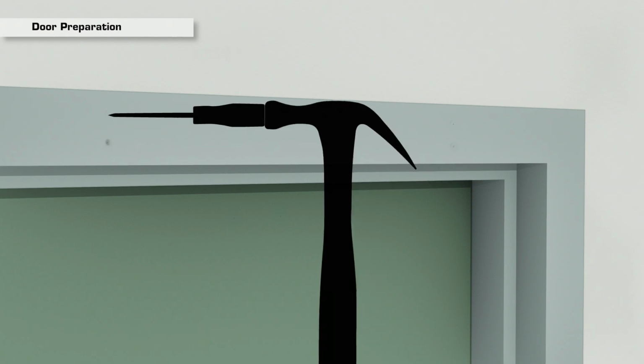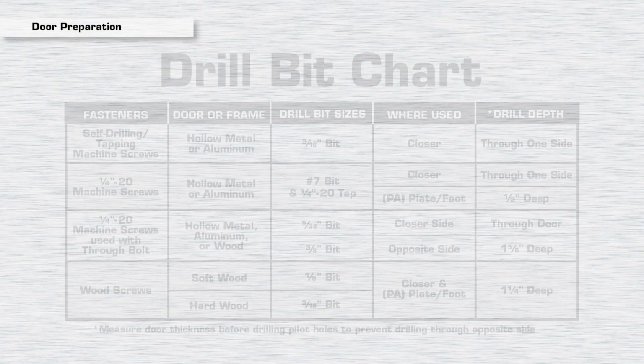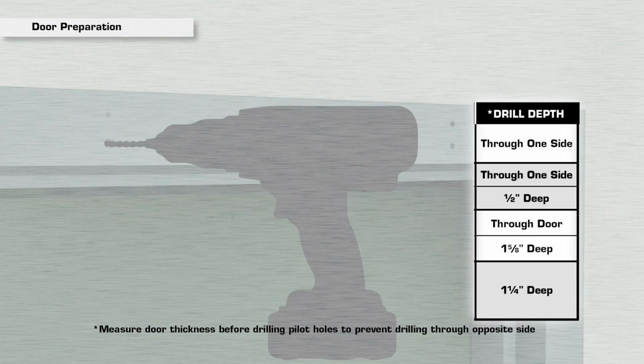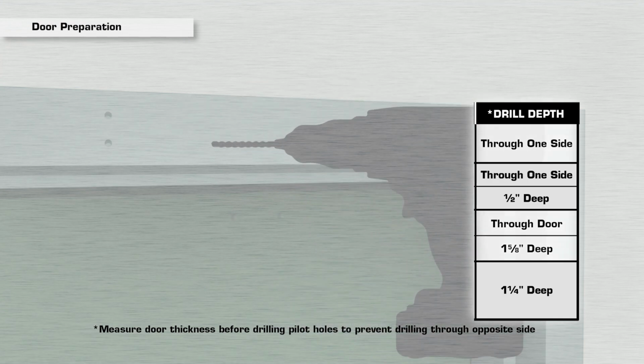Use a hammer and punch to mark the center of each screw hole. Using the chart, select the appropriate drill bit based on the type of fastener, your specific door material, and application. Be sure to drill the holes at the specified drill depth to prevent drilling through the opposite side.